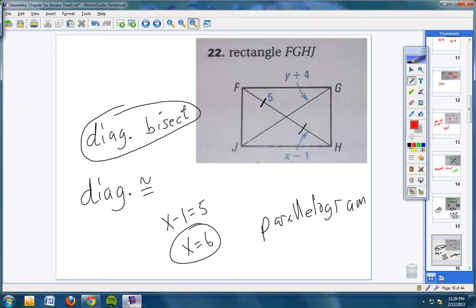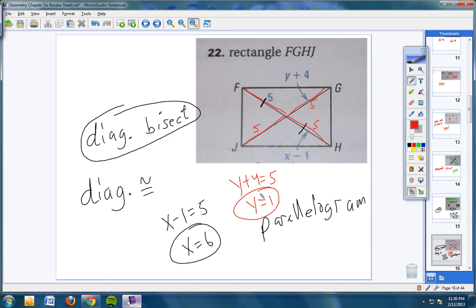Now let's change color. Let's look at our y's. Now, remember, if these two diagonals are congruent, then that means this little length here is 5, and this little length here is 5. But hold it, that means this length here is also 5, and this length here is also 5. So all of these little segments are going to be 5. Okay, the diagonals are 10. The whole diagonal is 10. So y plus 4 has to equal 5. Subtract 4 from both sides, and y equals 1.